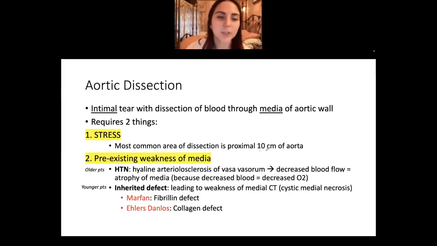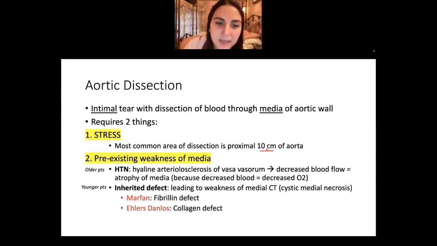Stress. So you need high pressure basically. And that's why the most common area is the proximal 10 centimeters of the aorta. Imagine you have to shoot all the blood for the rest of the body out of the top part of the aorta. So that's the most common area of dissection because that's a high stress area. And then some sort of pre-existing weakness of the media.